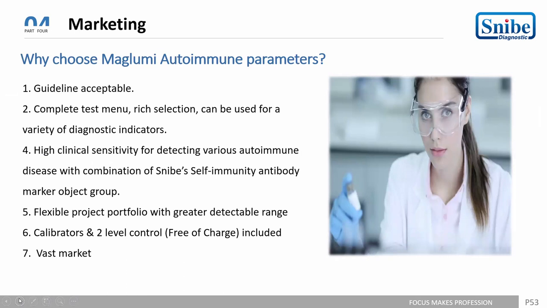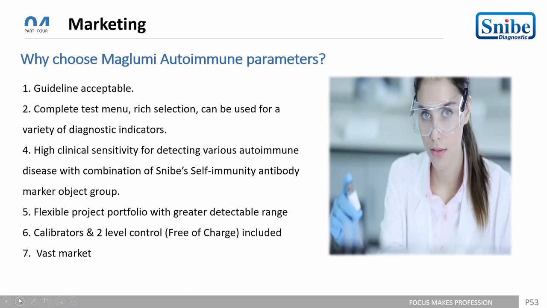So the next question, if the customer asks, is why choose Meglumi autoimmune parameters. Number one, we have guideline acceptance. We have a very comprehensive profile, including individual profiles, so there is a higher probability of an accurate diagnosis. We have a broad menu and a rich selection. We have a variety of diagnostic indicators across the board. We have a single reagent, whether you want to use it on an M series or X series, the same reagents can be used.